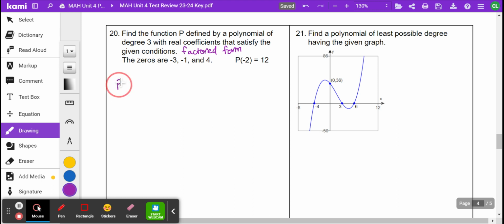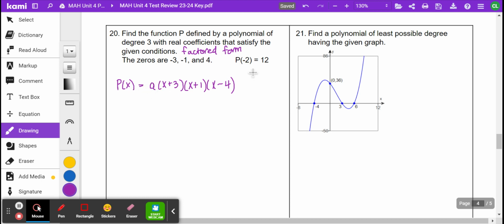So we're going to define p of x, and we're going to use these zeros. So -3 would have a factor of x plus 3. -1 would have a factor of x plus 1. And 4 would have a factor of x minus 4. If they say let the leading coefficient be 1, you'd multiply it all together and you're done. But this one, we are actually going to find an a value.